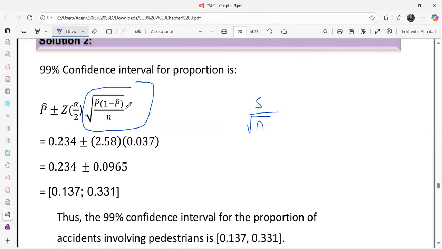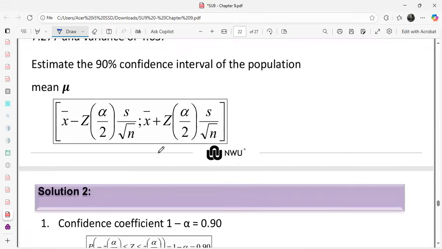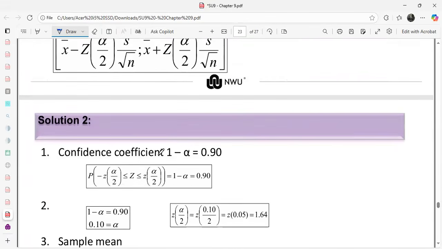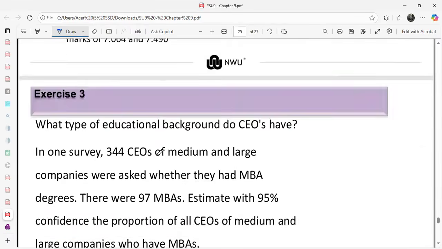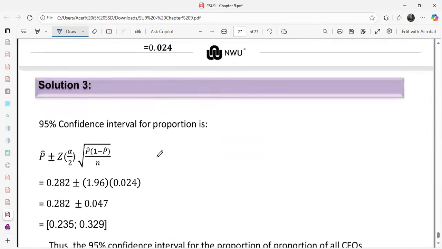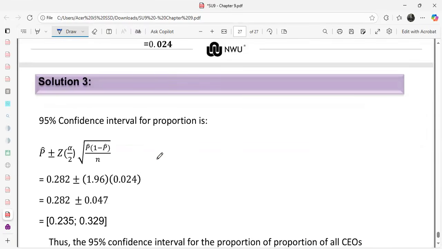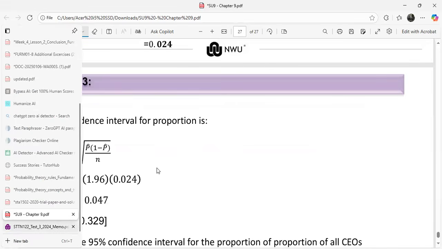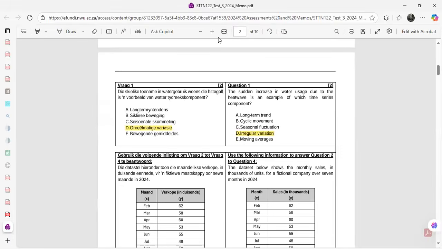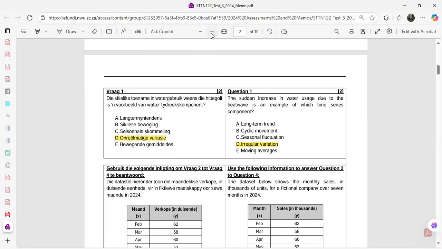This is the formula for the standard error of the population proportion. So yeah, that's how you do it. The rest are the examples, just repetition. Now let's look at, I think it's test 4 2024.